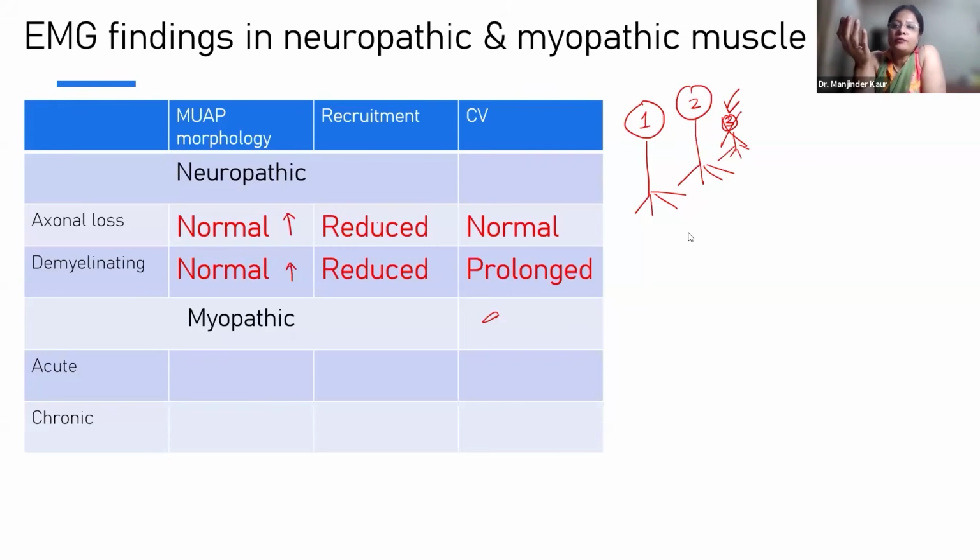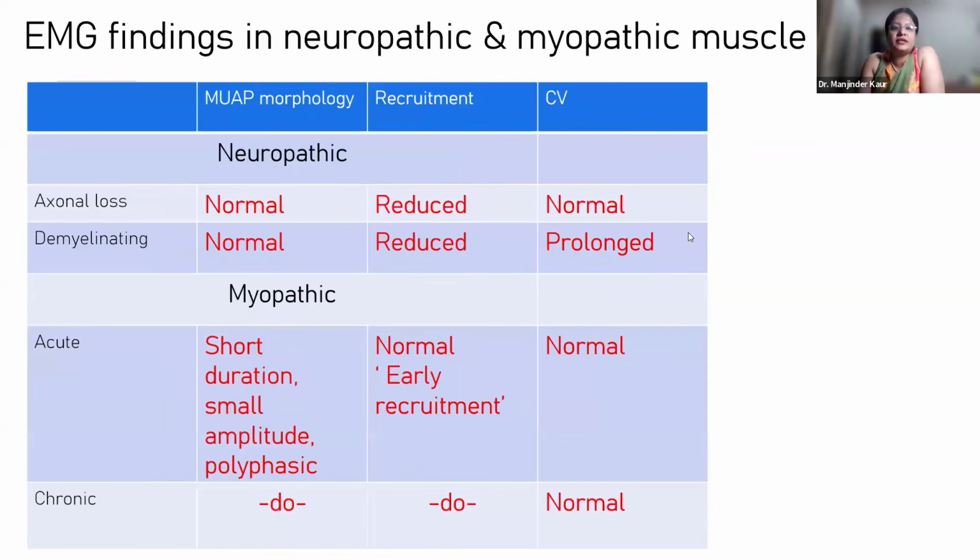Now moving on to the myopathic cause of the muscular weakness. So now when the muscle is weak, it is getting stimulated properly. The nerve is good. The neuromuscular junction is good. But when it comes to the muscle, when it tries to contract, in that time, the motor unit action potential is not strong enough.